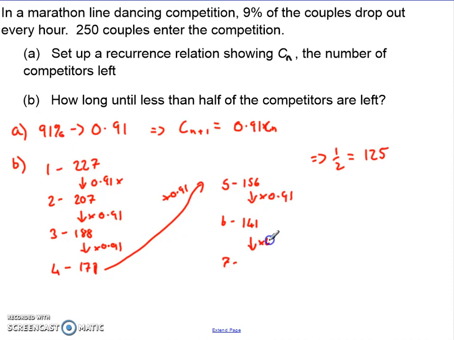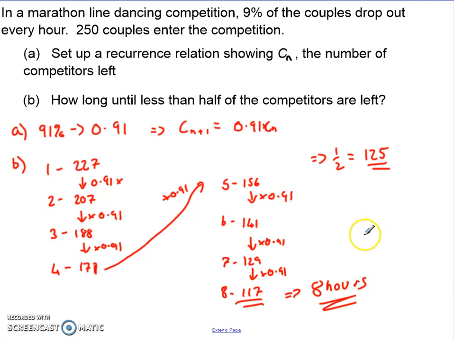7 hours, again we times by 0.91. We get 129, so we're nearly there, but remember we want less than half, so less than 125. So logic dictates after this hour we'd be done. We still need to just double check and make sure, multiply by 0.91, and we get 117 couples left. So therefore, after 8 hours we get less than half the couples left.